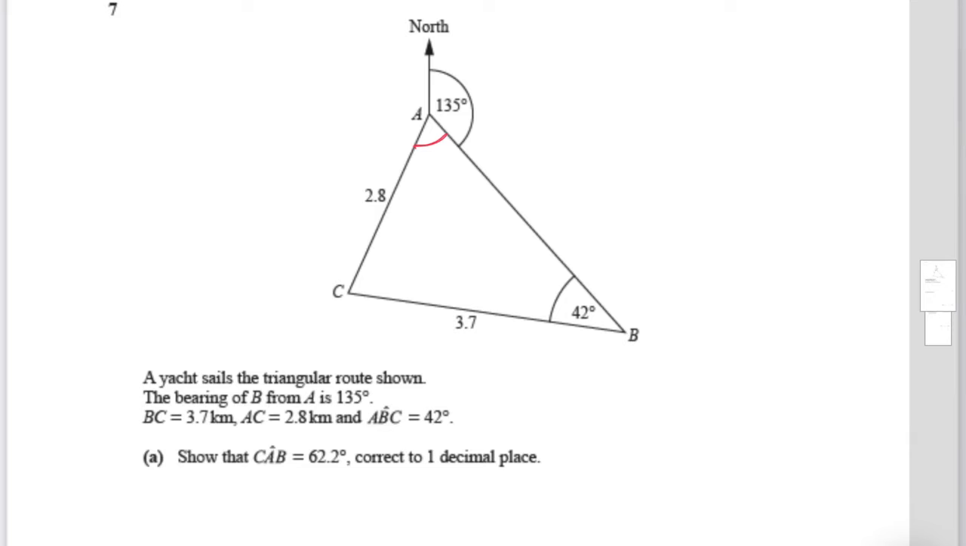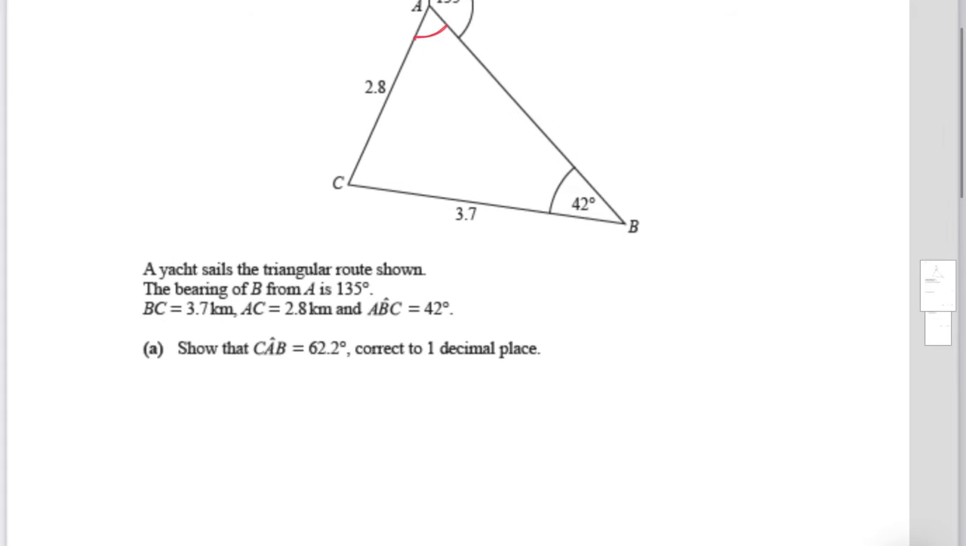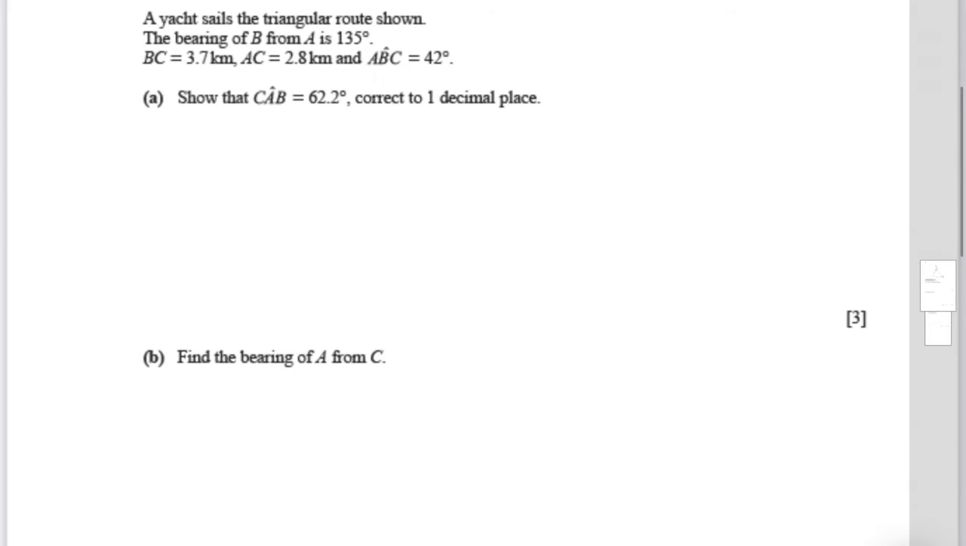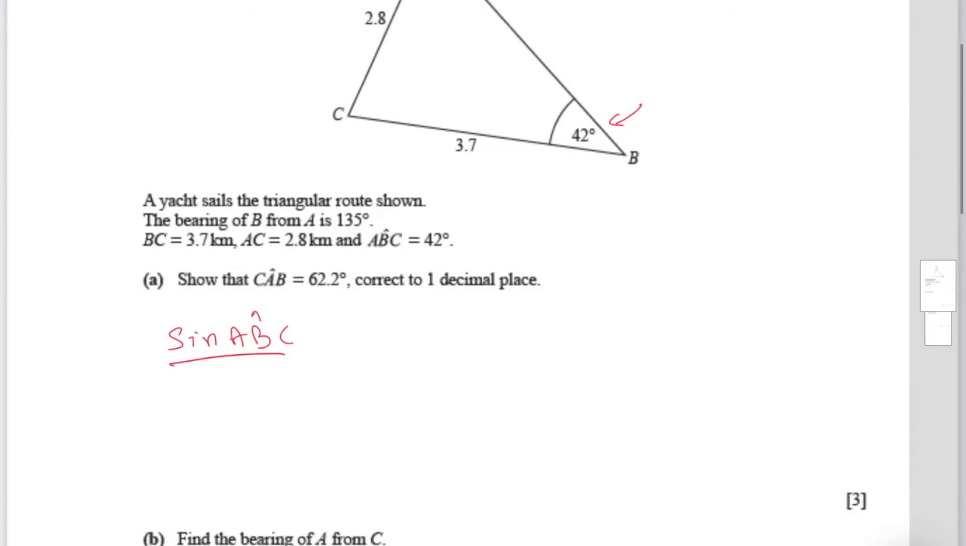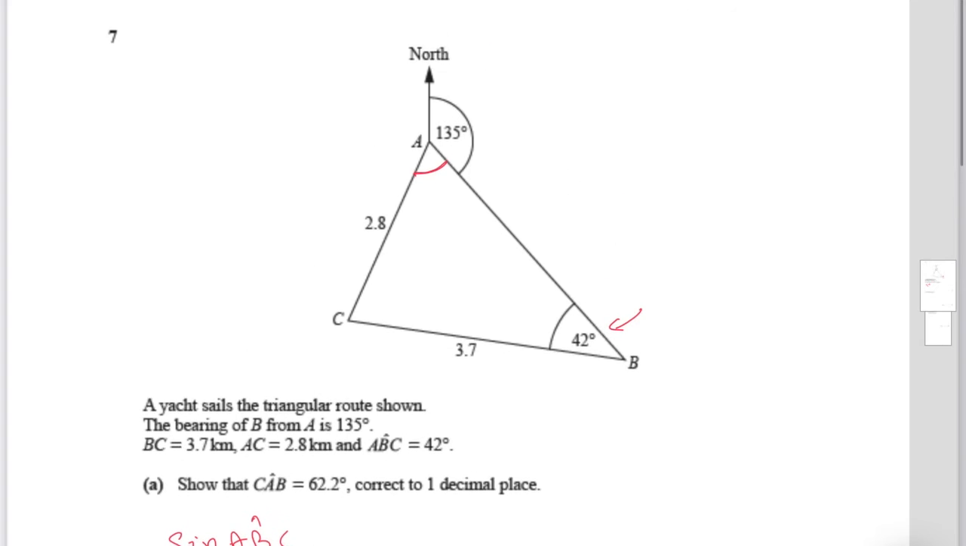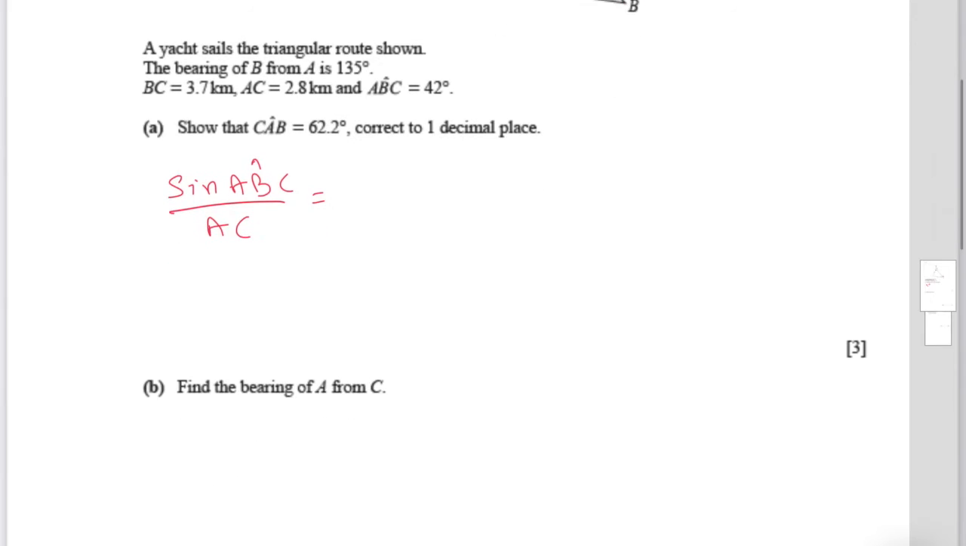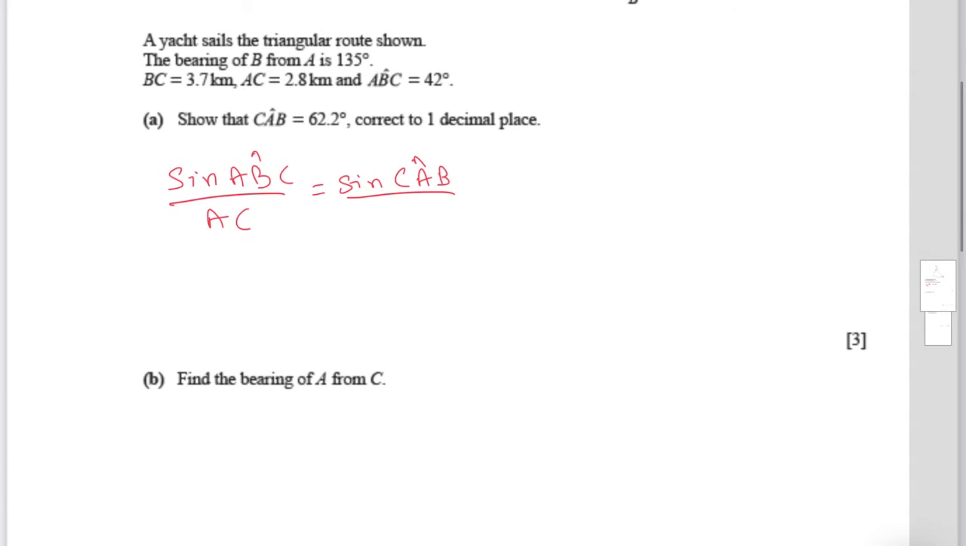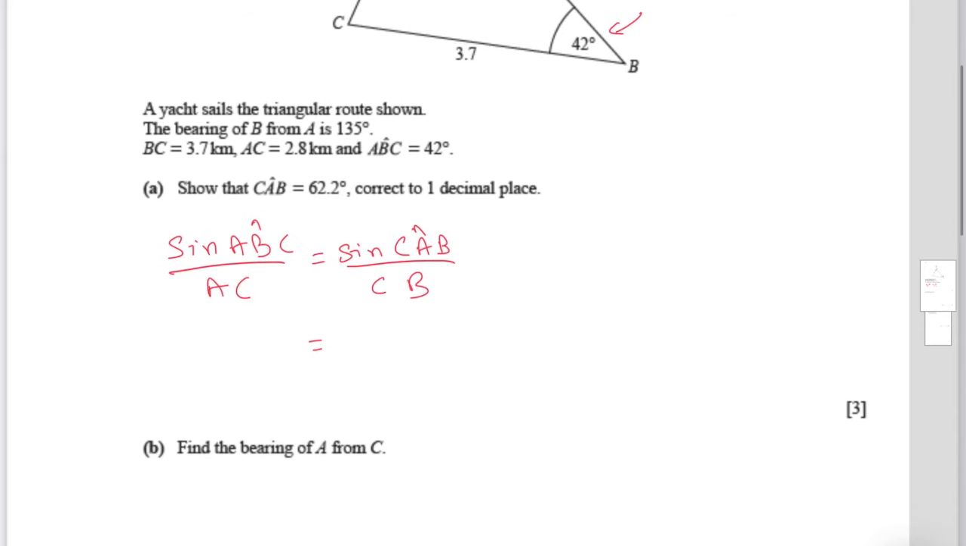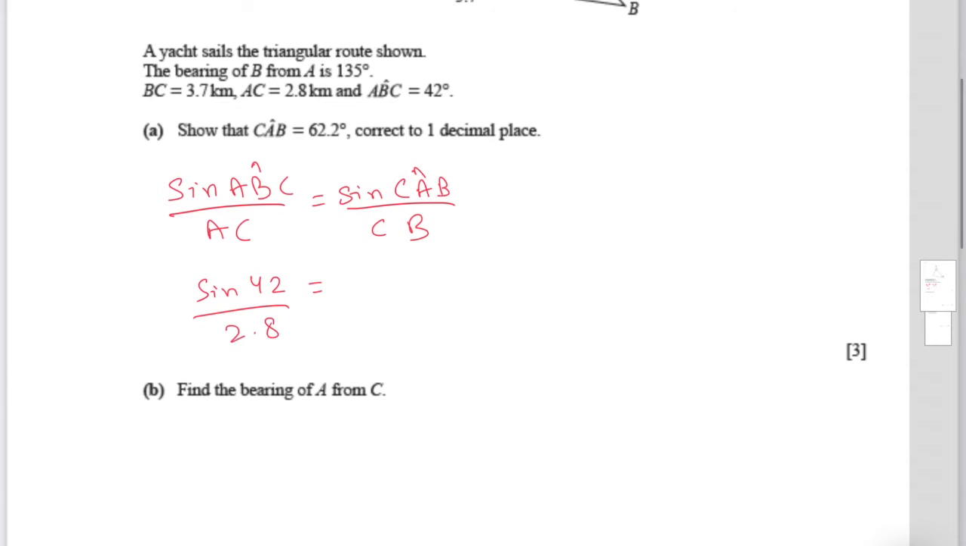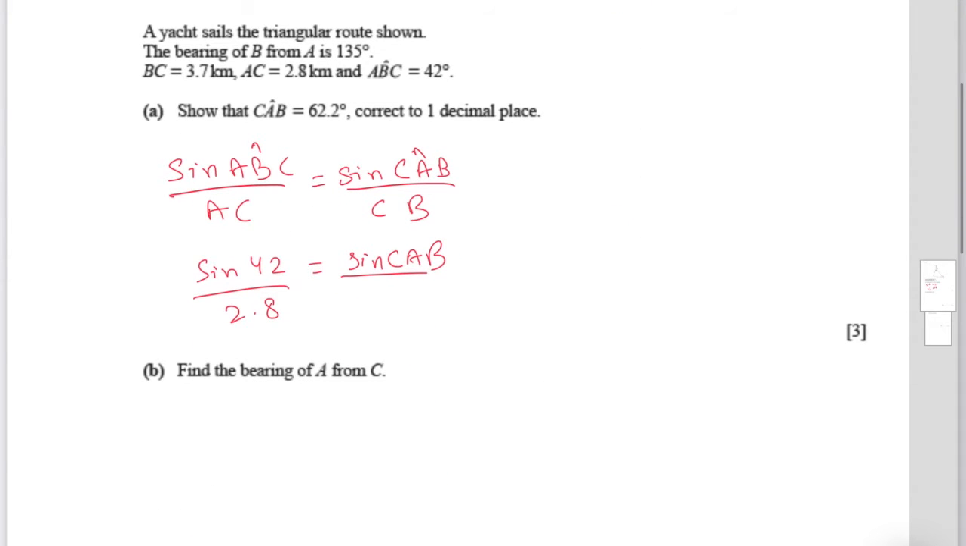How do we find that? We use the sine rule. So let's see. First we use this angle right here. Let's call this ABC. So sine ABC over the length AC is equal to sine CAB over the length CB. Okay, let's plug in the values. So sine ABC is 42 degrees. So we write sine 42 over 2.8 because that's the length. Then sine CAB is unknown and the length CB is 3.7.